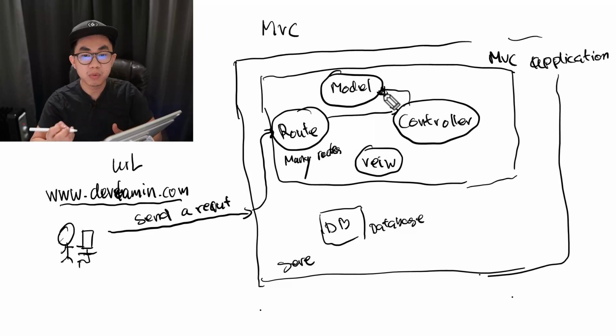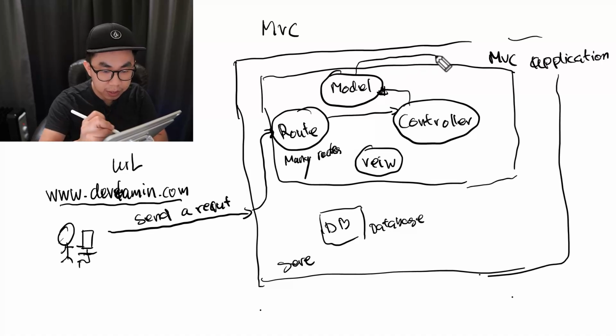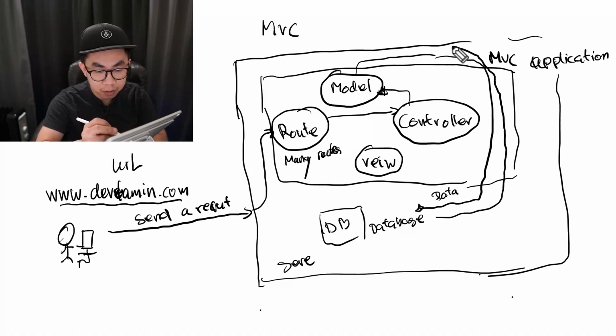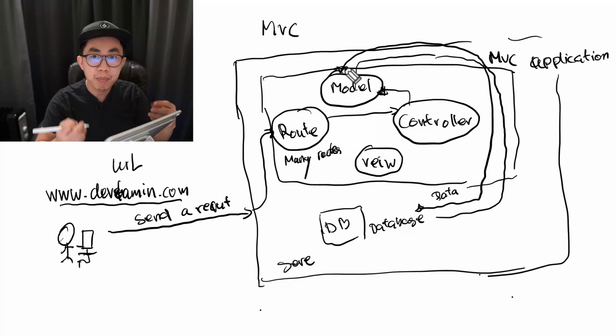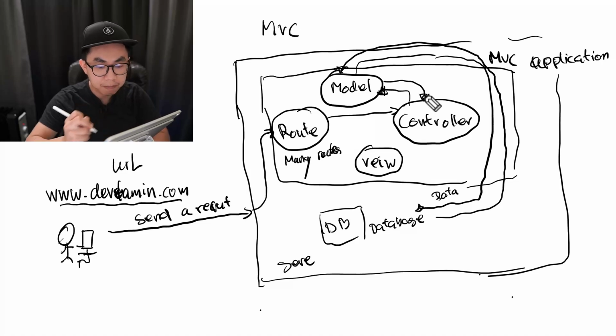It will send a request to model: hey model, I need data from database. Then model will reach out to database, get data from database, and return the data to itself. And then model will map the data to an object so it is easy for controller to process the data. Then the data will return to controller.